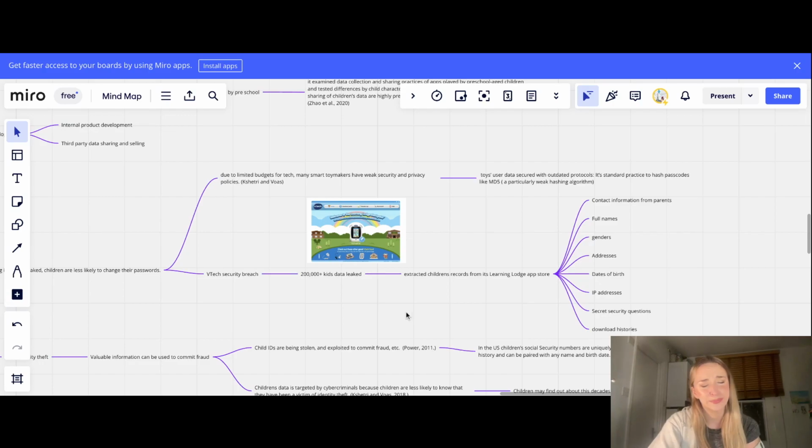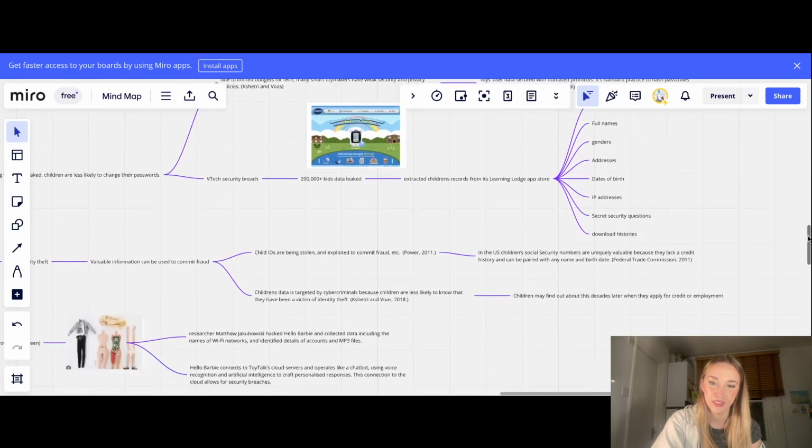So why did this happen? It happened due to limited budgets for tech. Many smart toy makers have weak security and privacy policies. This one in particular used outdated protocols. Its standard practice to hash passcodes, but MD5 is a particularly weak hashing algorithm, and it was quite easy for hackers to intercept this information.